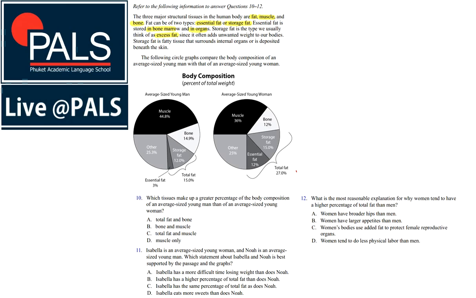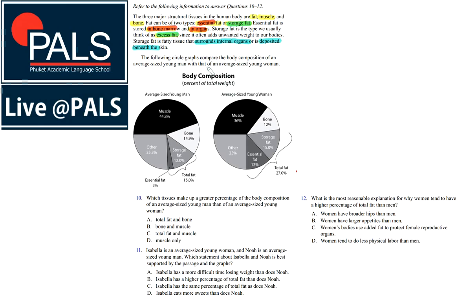So a little bit more colors here. We have essential fat, which is bone marrow and organs, whereas storage fat is more like excess fat that adds unwanted weight to our body. Storage fat is fatty tissue that surrounds internal organs or is deposited beneath the skin.